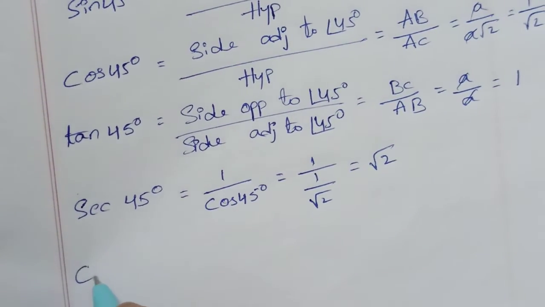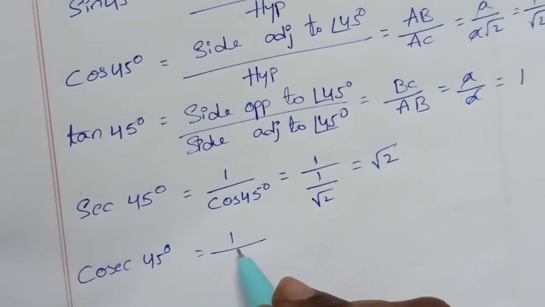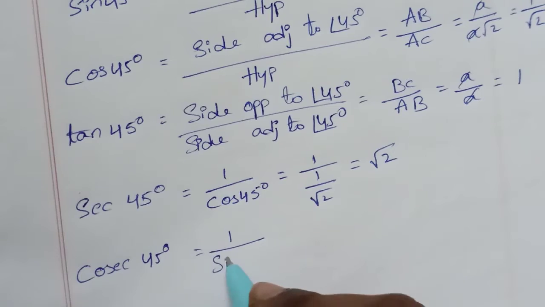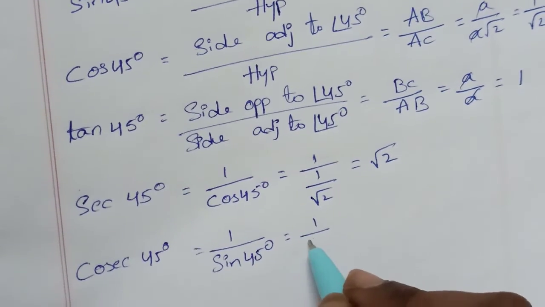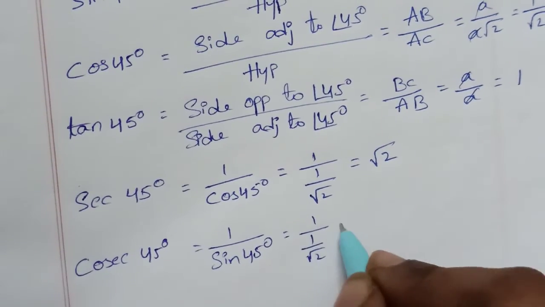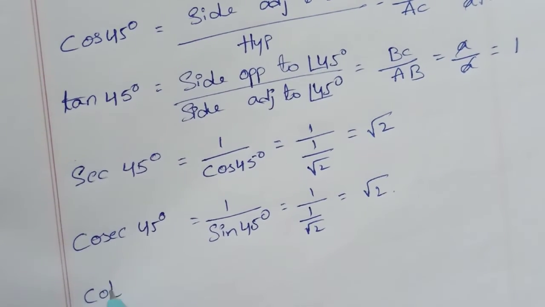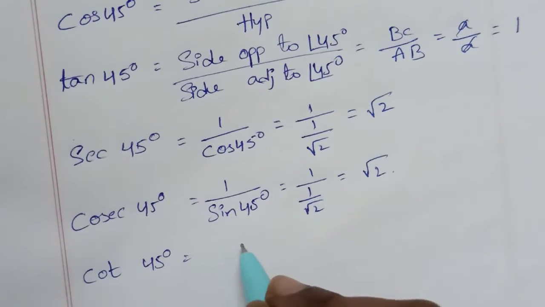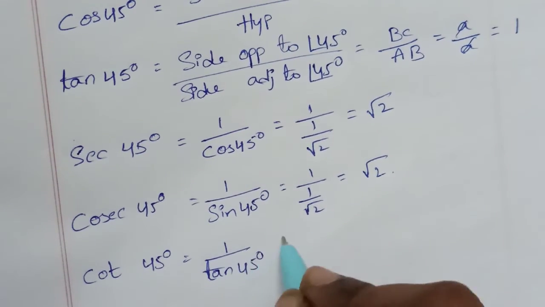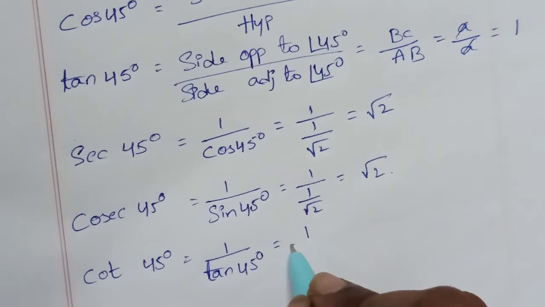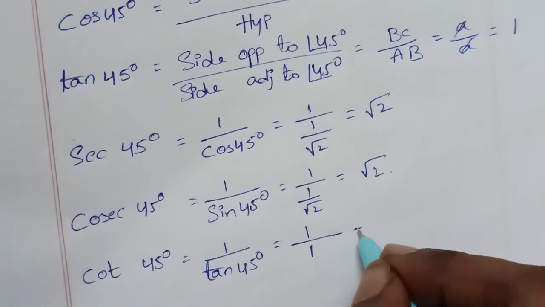And cosecant 45 degrees is equal to, this is the reciprocal function of sine 45 degrees. The value of sine 45 degrees is 1 by square root of 2. That is equal to root 2. And cot 45 degrees is equal to, this is the reciprocal function of tan 45 degrees. 1 by tan 45 degrees value is 1. Therefore 1.